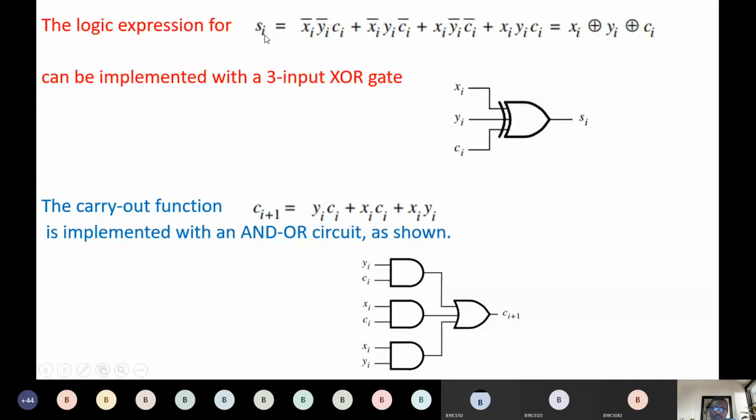So to get the result Si, this XOR gate is used, and these are the inputs given, and finally the output we get is this expression, where this XOR gate will do the XOR of Xi, Yi, and Ci. Okay. So we have this as a 3 input XOR gate. It takes 3 inputs and does the XOR of all the 3. Okay. Similarly, for the carry out function, we have this one.